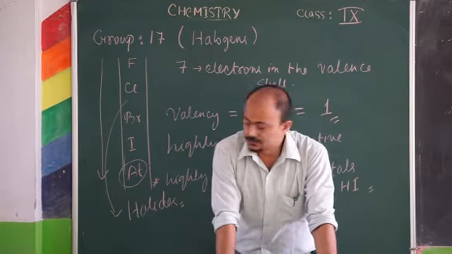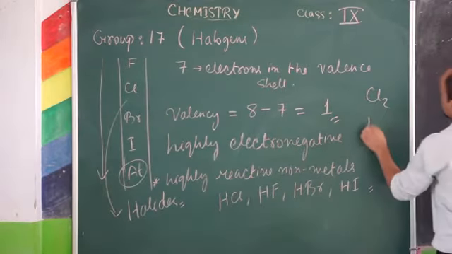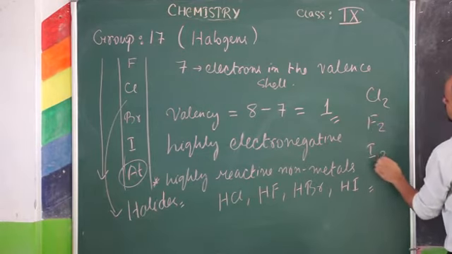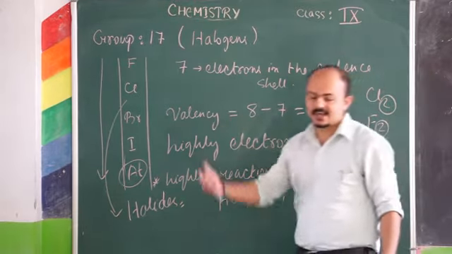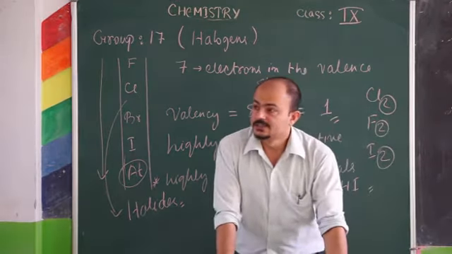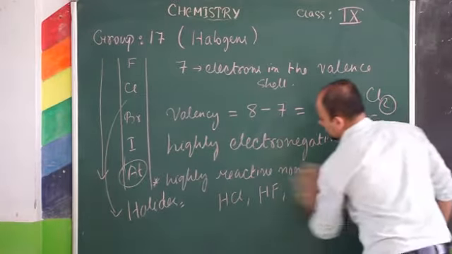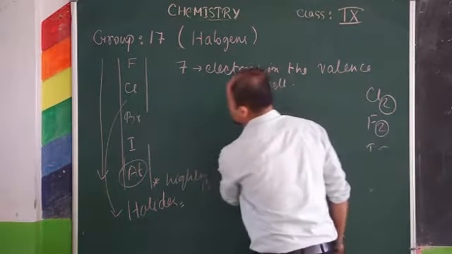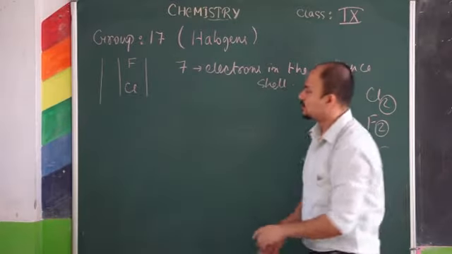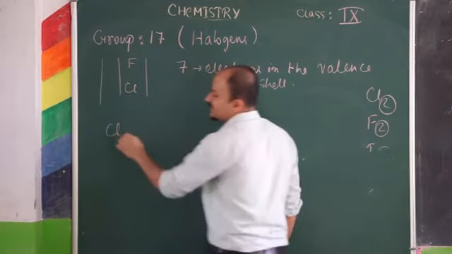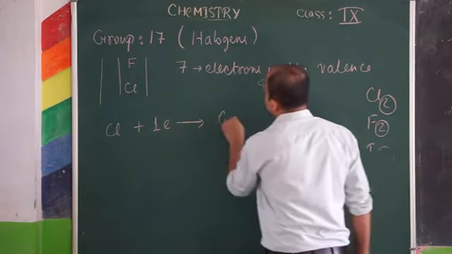Now, you know about chlorine gas, you know about fluorine gas, you know about iodine. All of them exist in diatomic form. And since they have 7 electrons in the valence shell, they always look for one more electron so that they can have a noble gas configuration. So chlorine with 7 electrons in the valence shell, if it gets 1 electron, then it becomes what?